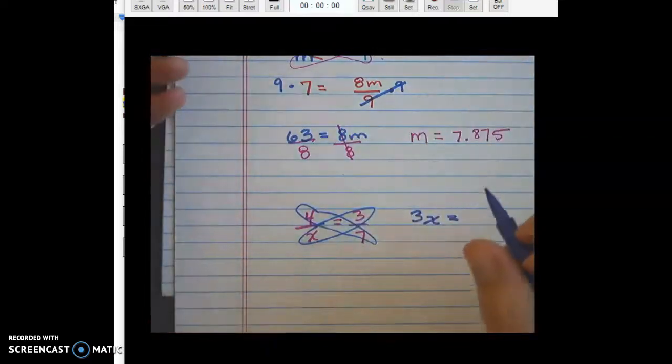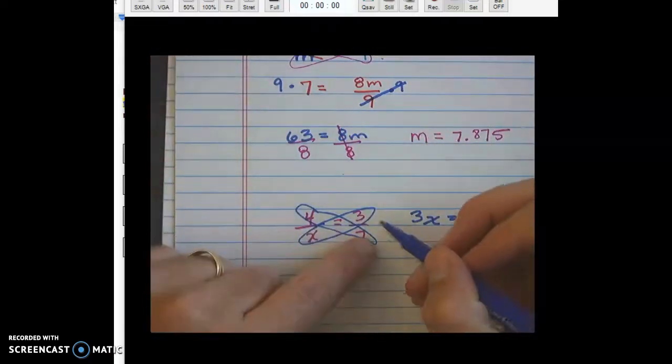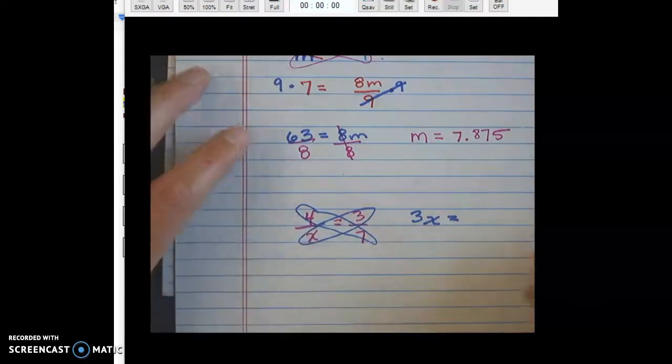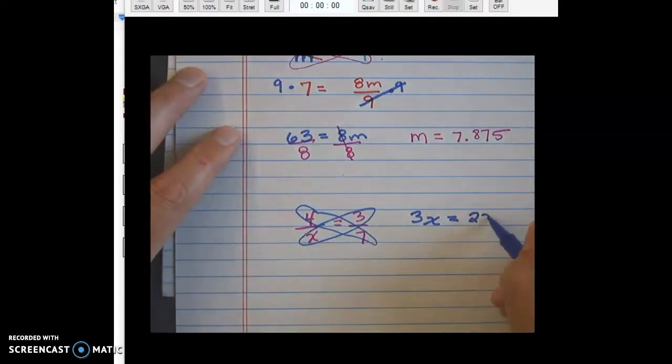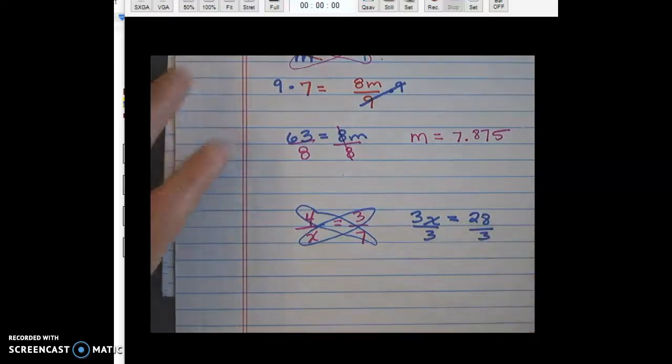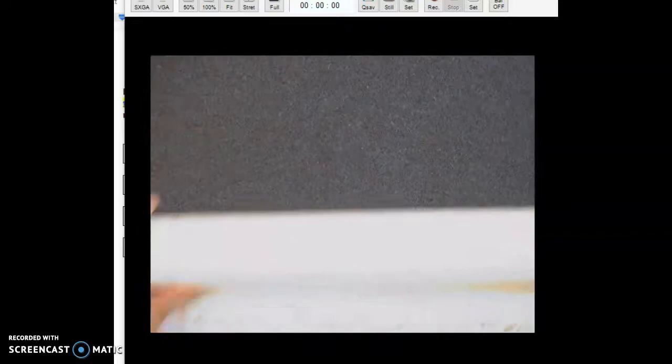So 3 times x is 3x, and I'm going to set that equal to the other diagonal, 4 times 7. I have to multiply them together because I've got to get rid of that divide by 7. So 7 times 4 is 28, and then if I wanted to solve it, I would just divide by 3. So that becomes a nice, easy way to solve problems that are set up as proportions. We could have even done that on this problem at the beginning.